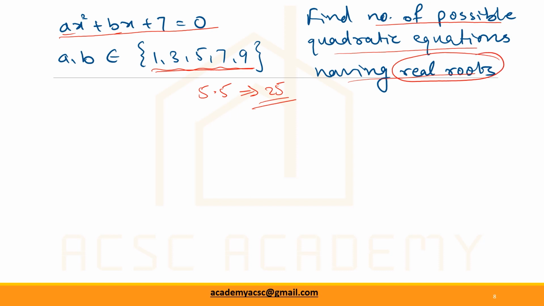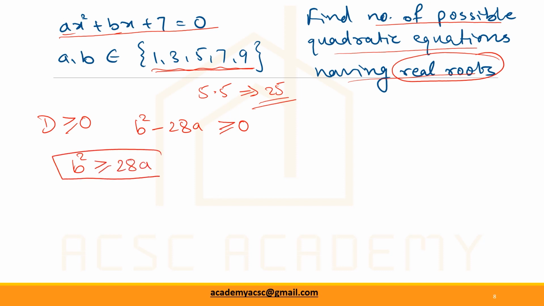So how we can proceed is, first of all we'll go for the condition of real roots, that is D greater than or equal to 0, which means b squared minus 4 times 7 times a, that is 28a, has to be greater than or equal to 0. So that is b squared has to be greater than or equal to 28a. This has to hold true for whatever values of a and b we pick up from this particular set.